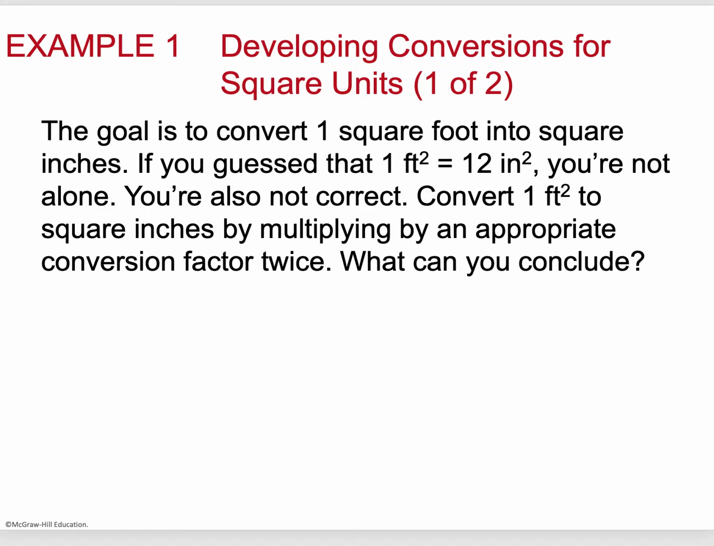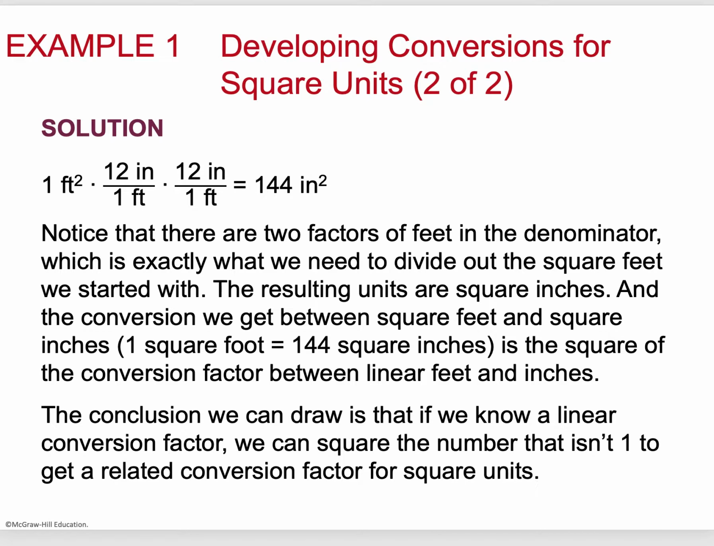If I want to develop conversions for square units, say going from feet squared to inches squared, this is a little more complex than just going feet to inches. If there's 12 inches in a foot, I can't say that there's 12 inches in a foot squared. So I have to convert that to inches by multiplying by the appropriate conversion factor twice. Why? Because inches times inches is inches squared. So I have to do 12 times 12. I have to basically repeat the conversion factor.